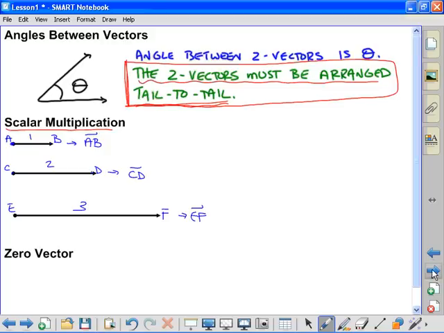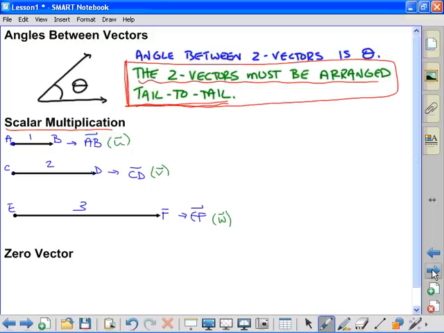Now for argument's sake, I could have also called this the U vector, this the V vector, and this one the W vector. If it's labeled with letters at the start and the end, the tail and the head, we typically use the AB notation, the CD notation, so on and so forth. So I want to talk about scalar multiplication for a second here.